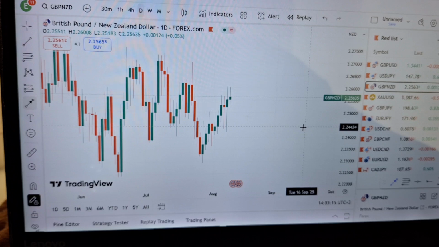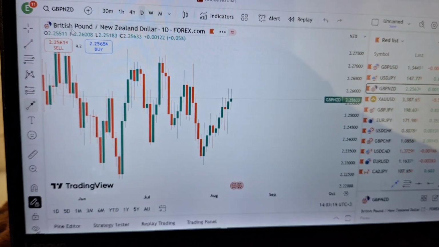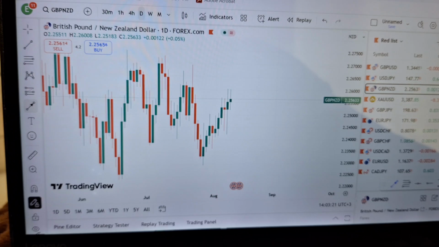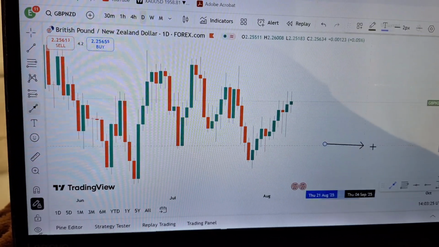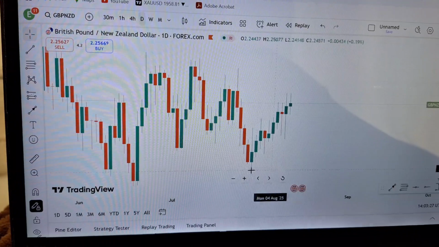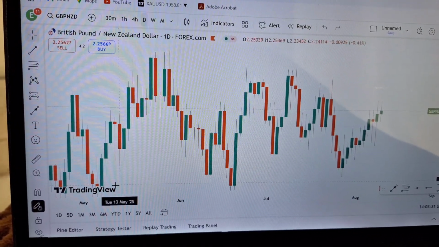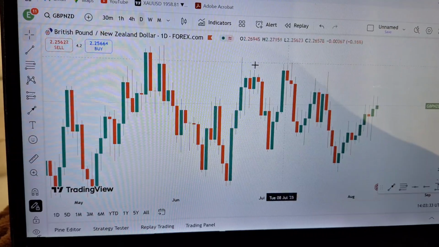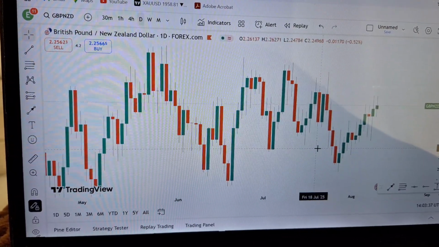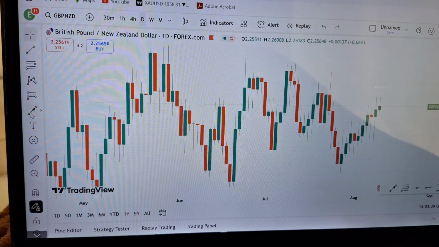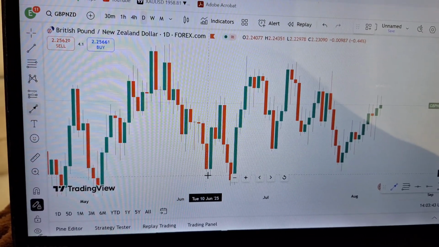We're going to do the pound against the New Zealand dollar, and we are going to draw arrows on it. What you do is establish the phase in which you want to analyze. In my case, I want to analyze this phase right here. So we draw our arrows. I want to establish and draw it from this low tipping point.